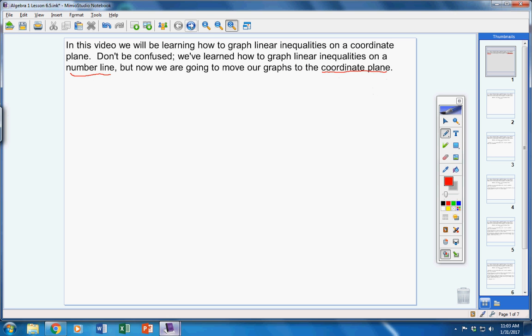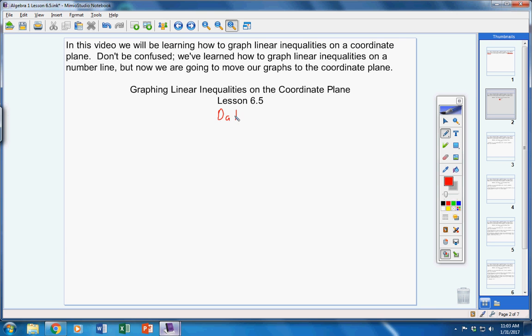Okay, here's your heading for today. Please copy this down. I want you to write down graphing linear inequalities on the coordinate plane. Write down lesson 6.5 and be sure and include today's date. Alright, graphing linear inequalities on the coordinate plane. Lesson 6.5 and be sure and include the date today.